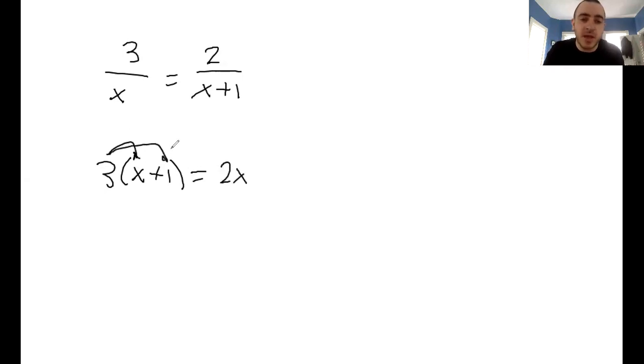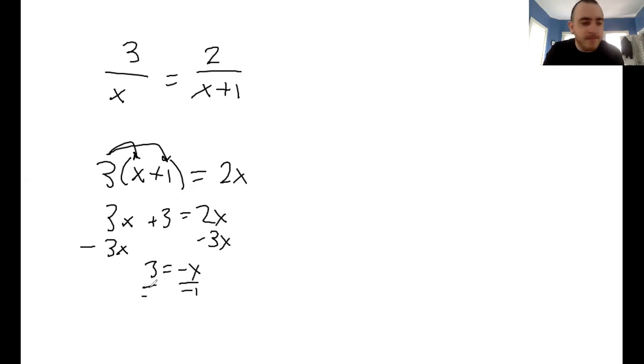And at this point, we're in Algebra 1 land. So 3x plus 3 equals 2x. I'm going to subtract the 3x on both sides, so I'm going to get 3 equals negative x, divided by negative 1, x equals negative 3. The tricky thing when you're working with rationals, though, is you have to double check that your answer is good.